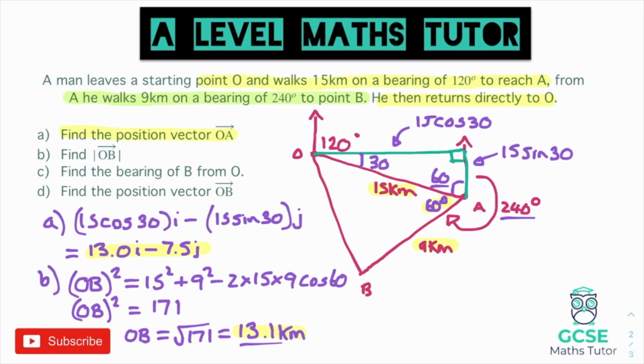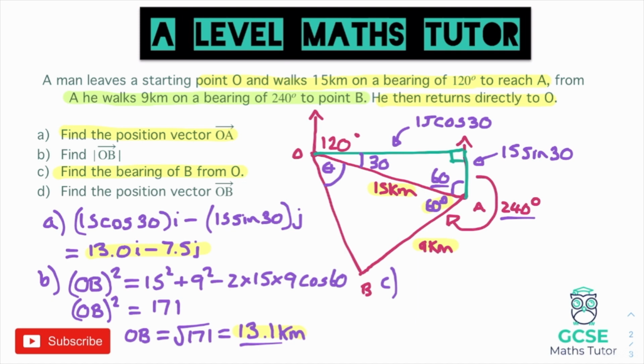Okay, so if we move on to part C here, it says find the bearing of B from O. So if we're looking from O, to get down to B, we already have part of that angle. We have the 120 degrees leading up to the start of our triangle. The only thing that we're missing here is this angle within this triangle. So if we call that theta, we'll think about what we could use here. In order to get the angle, again, we could use sine rule or cosine rule.